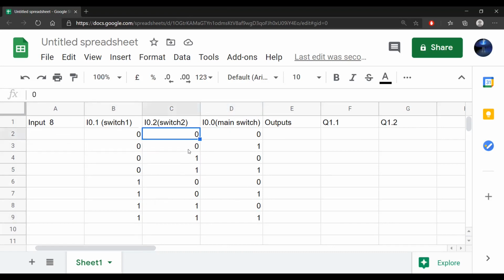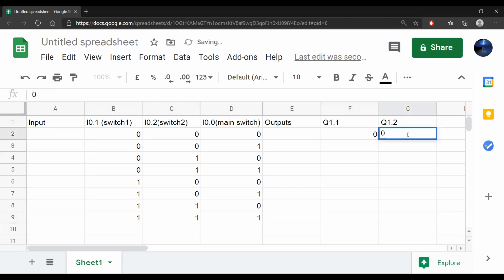Okay, but let's focus on the current problem then. So we don't need the 8 anymore. 8 helped us out. So now we must go to the outputs. This one unfortunately doesn't have a trick like how we had it for the inputs. This one you just have to think logically. How do we do it? Well, now we have to think about that when switch number 1 is off and switch number 2 is off and the main switch is off, then all the switches are off.